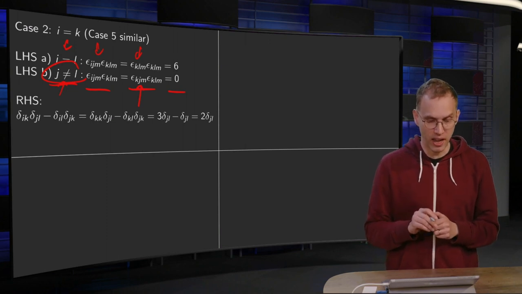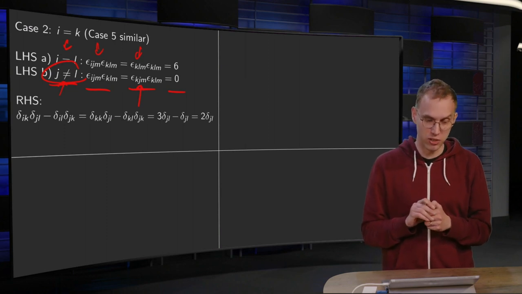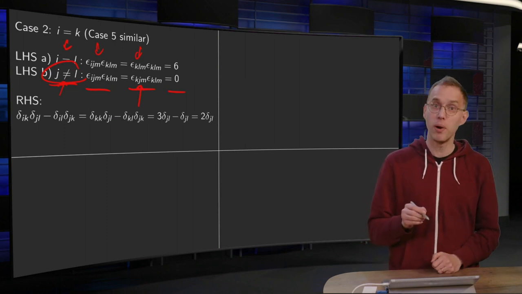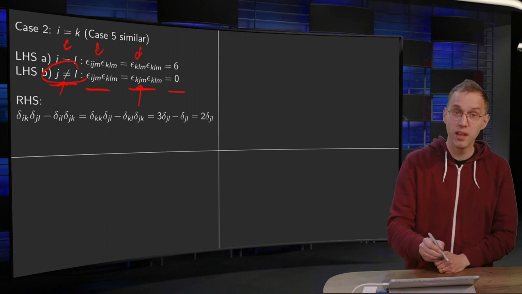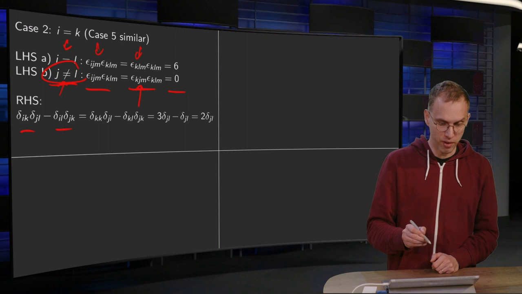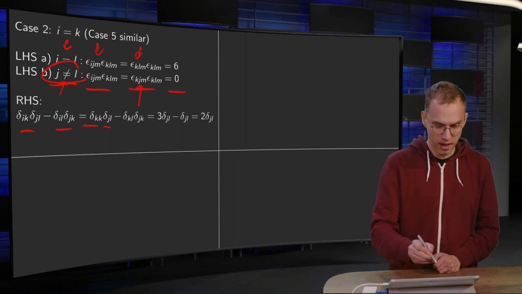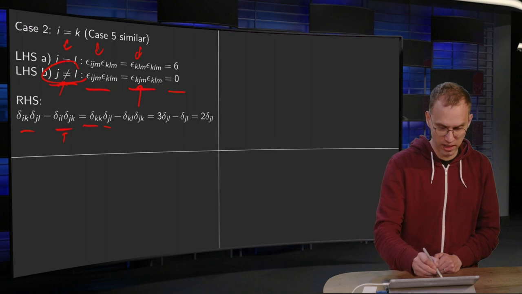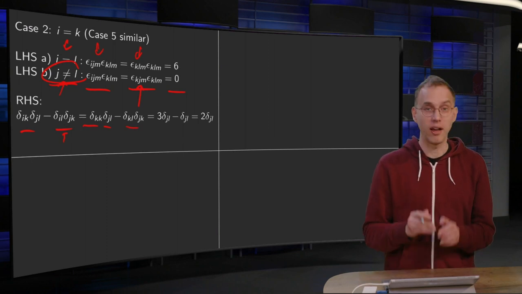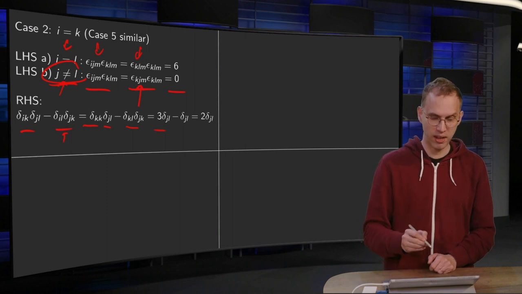So for i equals k and j equals l, you get 6, and if i equals k and j is not equal to l, you get 0. Well, let's take a look at the right-hand side, delta ik delta jl. We have i equals k, so you get a delta kk times delta jl. And for this one, you get a delta kl times delta jk. Now, delta kk, you know, is 3, so you get 3 times delta jl.